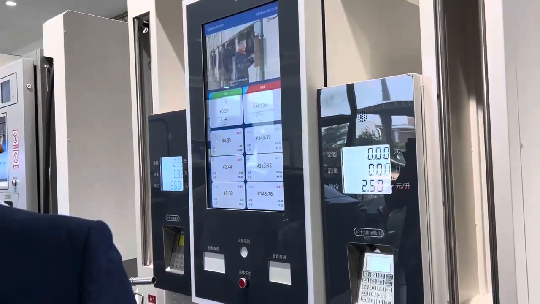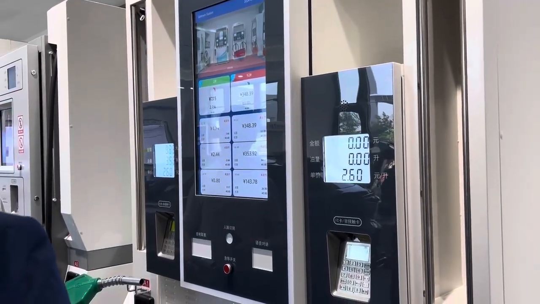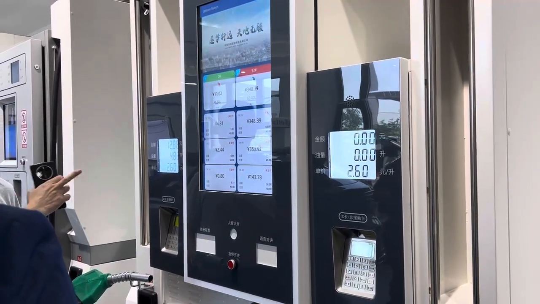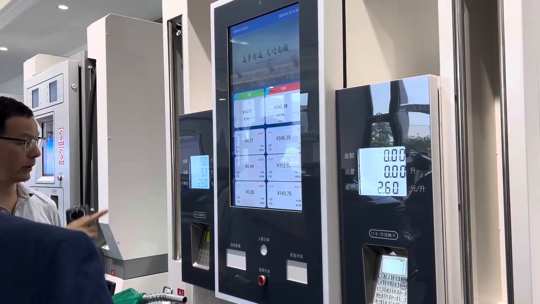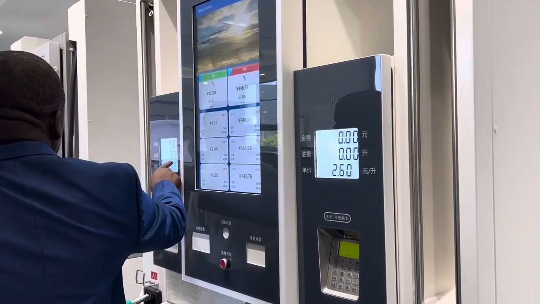Start. 15. Stop. Okay. Now we get 50. Okay, then this is 5 liter 0.7. Yes, yes.